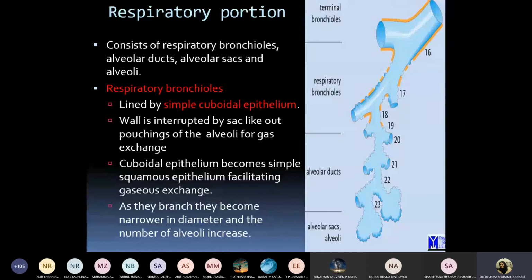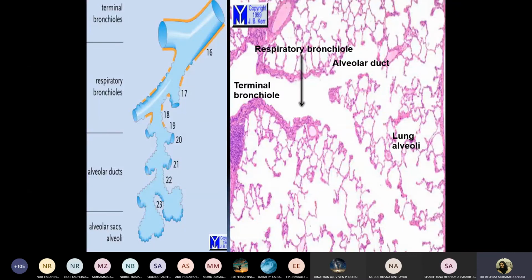Coming down to the alveolar sacs or alveoli, you only have the alveoli, you don't have a proper wall also. So when we ask what is lined respiratory epithelium, it is just simple cuboidal, and the wall is discontinuous. Why? Alveoli start opening into it. On the right figure, we have a terminal bronchiole giving rise to a respiratory bronchiole. Then we have the alveolar duct, and the small area is the lung alveoli. So the lung alveolus is basically one small area.